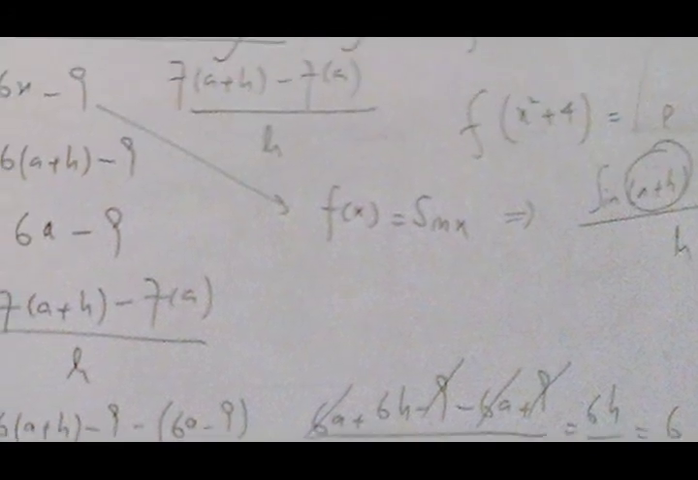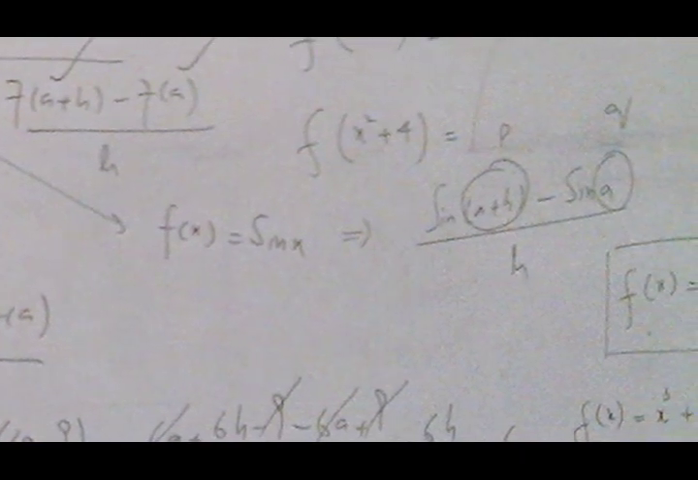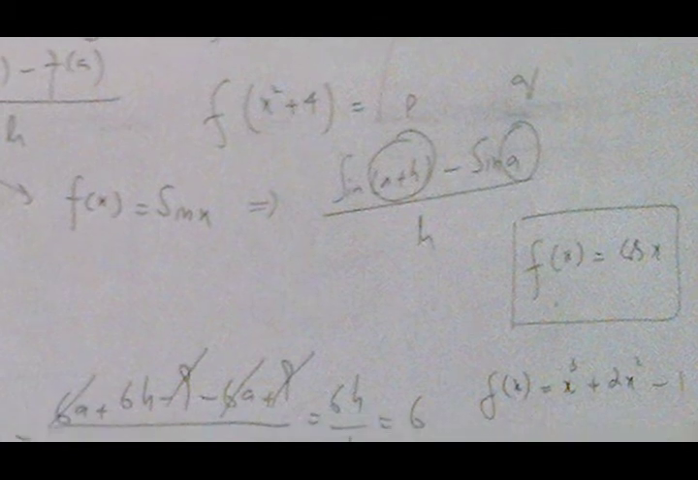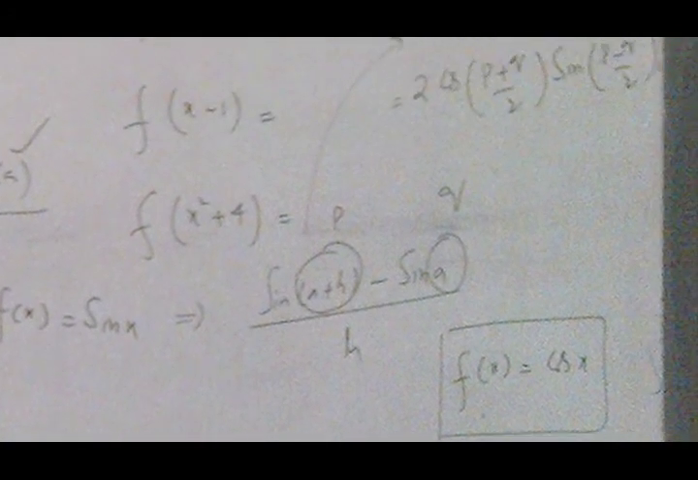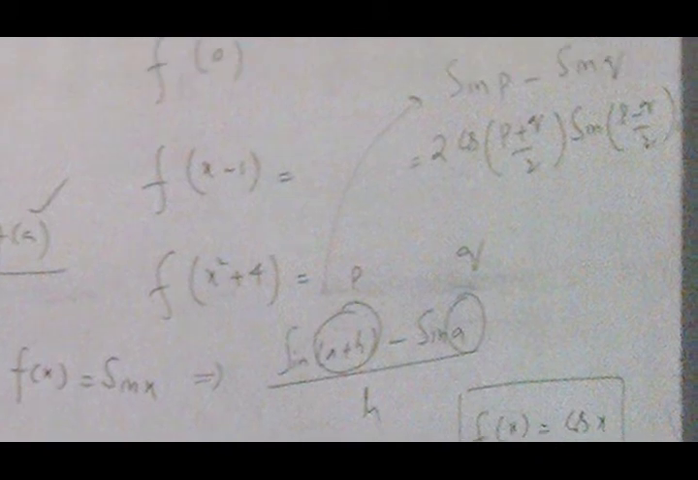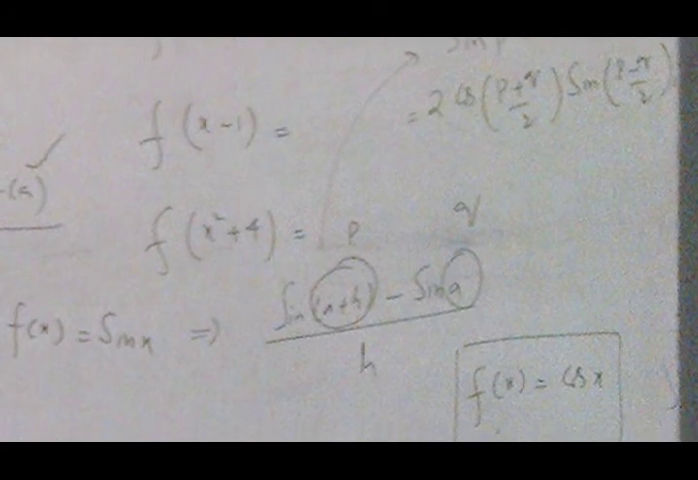In the next part, f of x is equal to sin x. We put its value sin x, we replace x by a and x by a plus h and apply the formula. In first year we read this formula: sin p minus sin q is equal to 2 cos of (p plus q) over 2 and sin of (p minus q) over 2. Now here we have p is equal to a plus h and q is a. Put these values in the formula and get the answer.